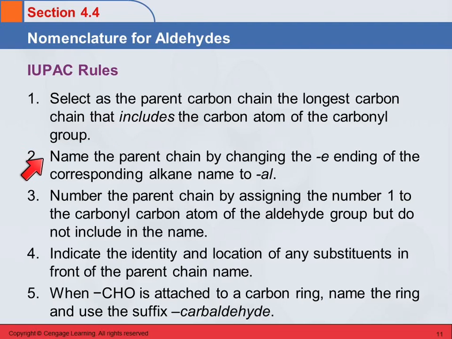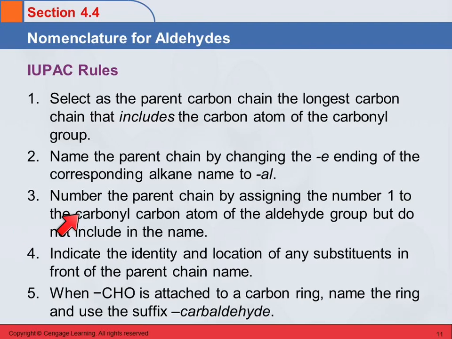You're going to change the name of that parent chain by dropping the E from the alkane name and adding AL for aldehyde. So here's where spelling becomes important, because if it was OL, it would be an alcohol, but this is AL. Then we're going to number the parent chain.